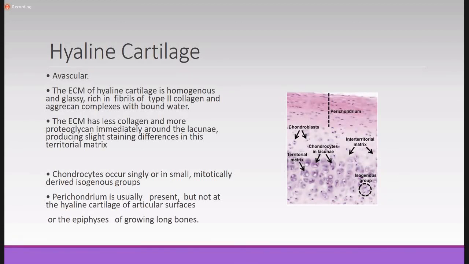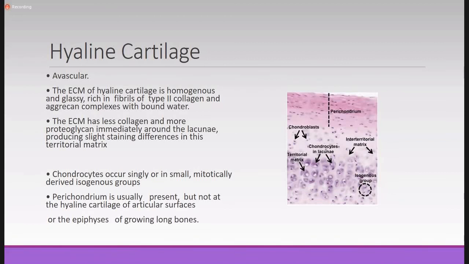Perichondrium is usually present, but not at the hyaline cartilage of the articular surfaces. So again, the perichondrium is present along the hyaline cartilage, except for the hyaline cartilage at the articular surfaces or the epiphysis of the long bones.